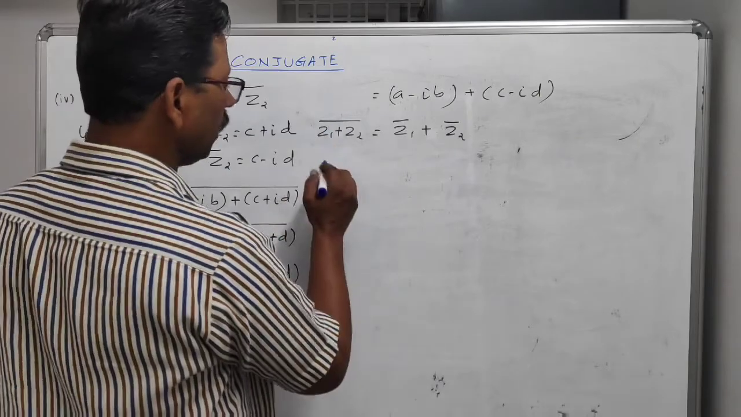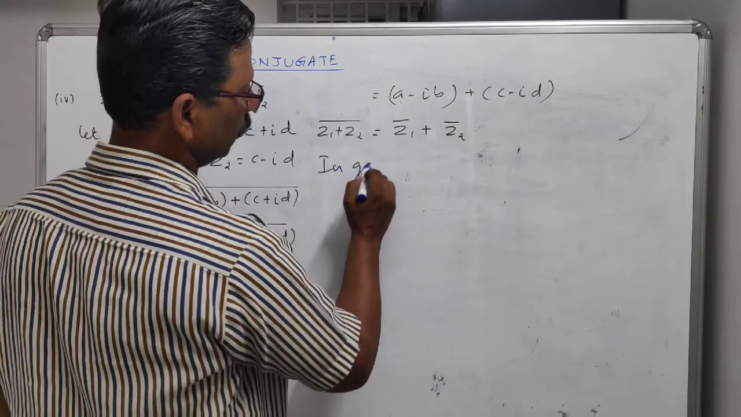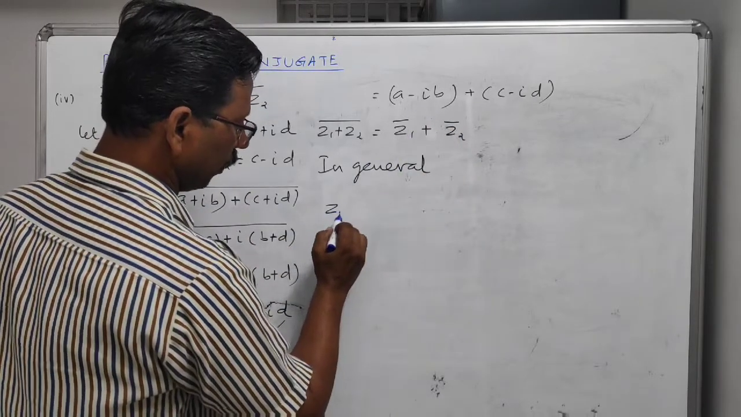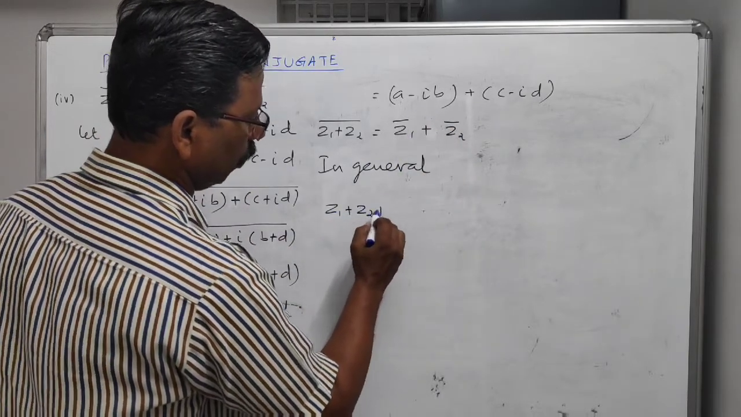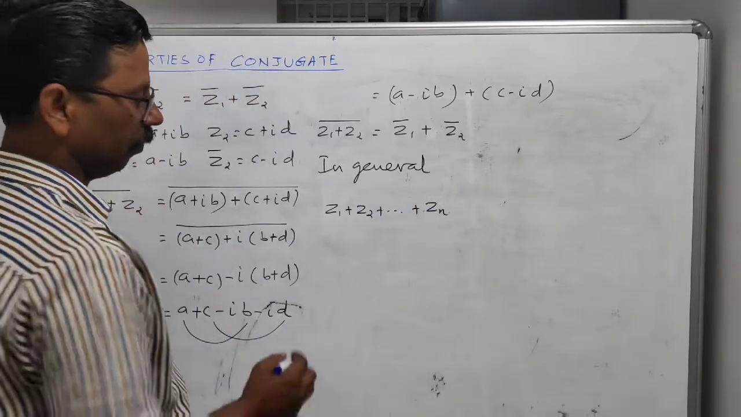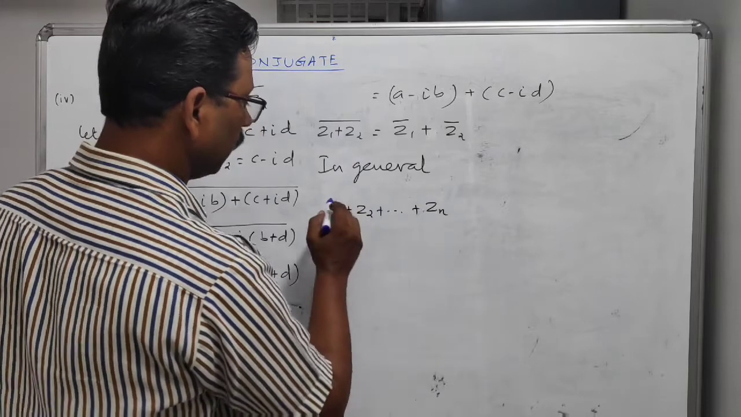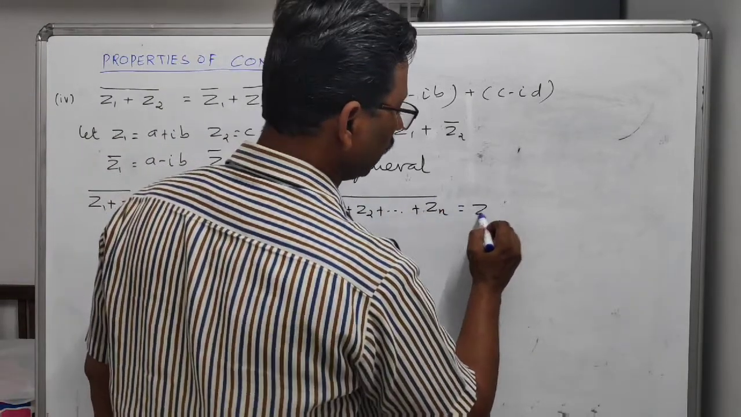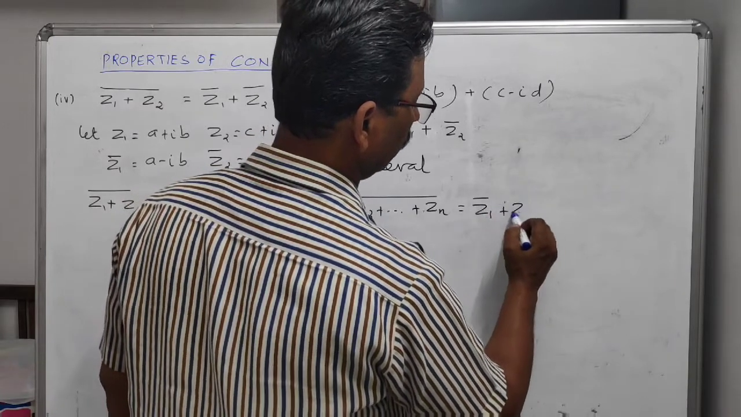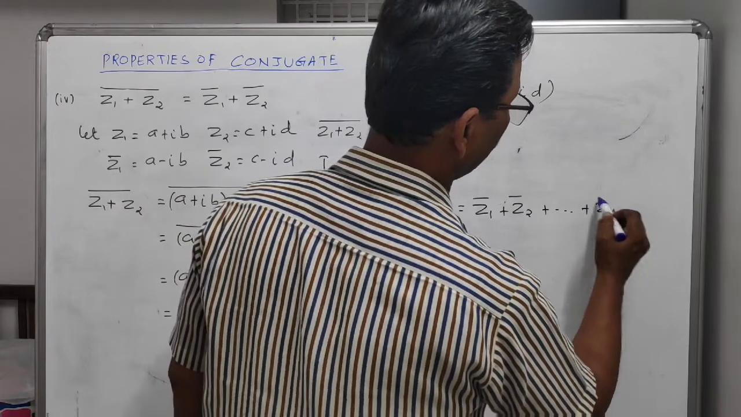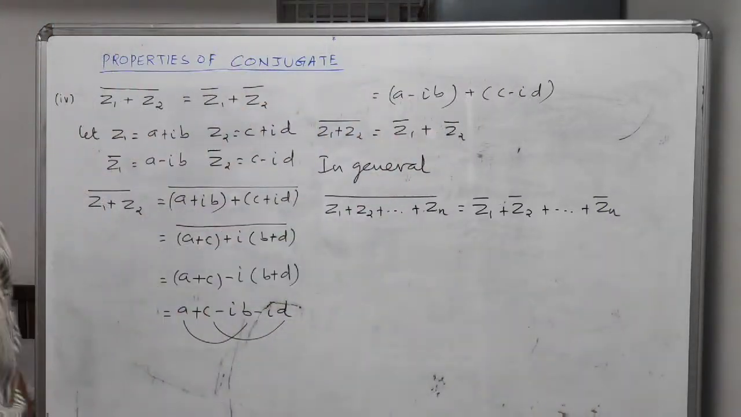Now, in general, we can take n complex numbers Z1 plus Z2 plus etc. plus Zn. There are n complex numbers. First try to find their sum, then we can take the conjugate. This will be equal to the sum of their conjugates, Z1 bar plus Z2 bar plus etc. plus Zn bar. Now this can be generalized like this.